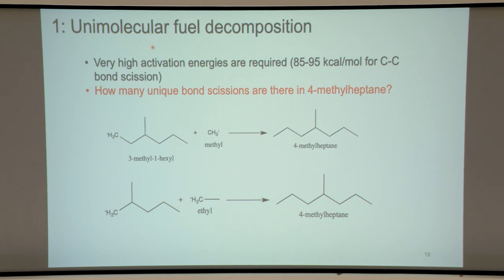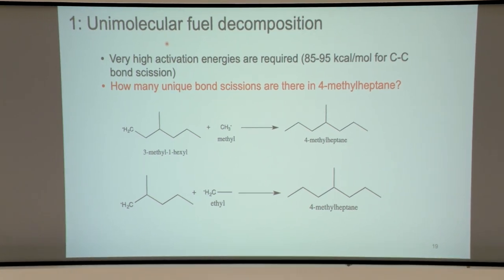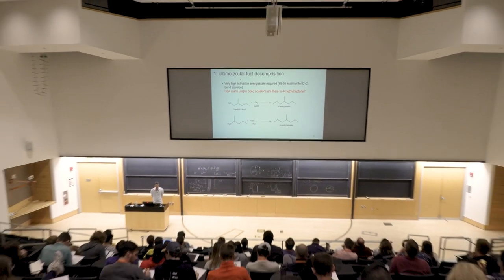The other option is you break the CC bonds. These are the ones that are more probable, because the activation energy required to break a CH bond is very high, but for a CC bond, we say 85 to 95 kcal per mole, it's much easier. So take a minute: how many unique CC bond scissions are there for the molecule 4-methylheptane? I want you guys to think about this. How many reactions do we have to write to cover all the different CC initiation reactions? So take a minute, maybe talk to your neighbor also, and let me know what you think.